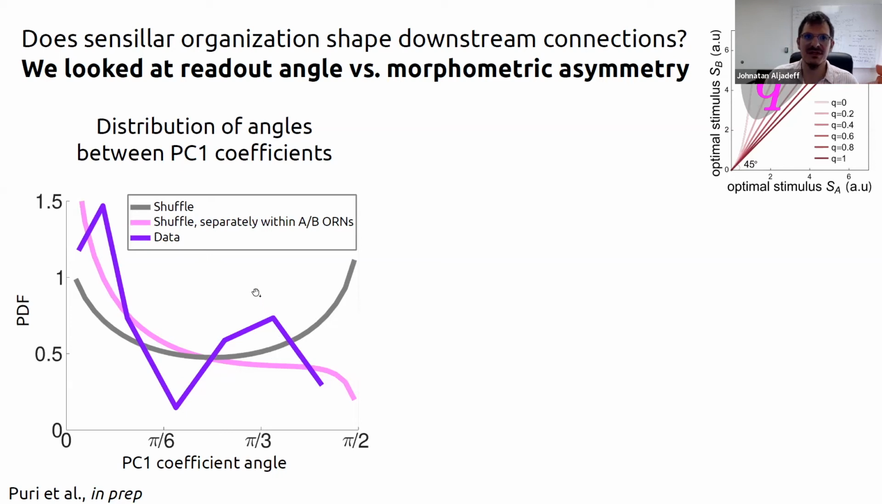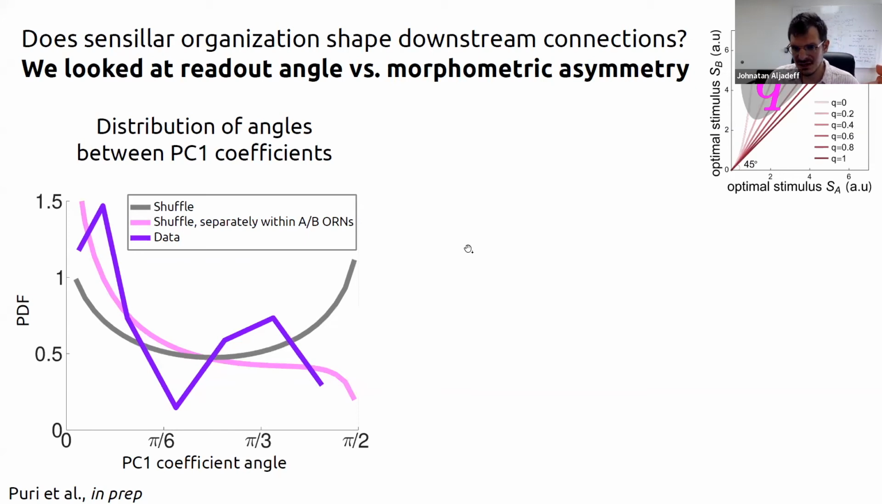But because we only have 26 pairs, this difference is not statistically significant. And in the paper that we're writing up, we have random matrix theory analysis estimating how much more data we would need for this test to be statistically significant. So we think that if somebody extracts the wiring diagram for 1 or 2 more flies, we should have enough statistical power to show that the purple and the pink distributions are different, meaning that the readout angle is specifically tuned to the optimal stimuli in the periphery. But this is not the end of the story.